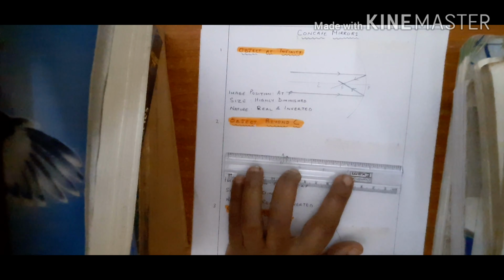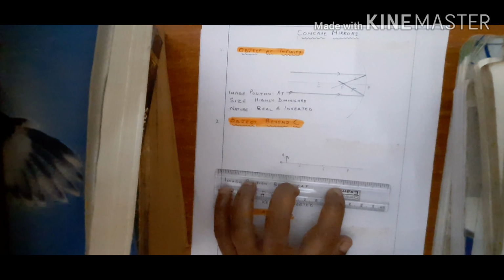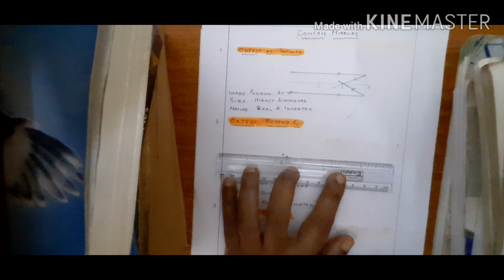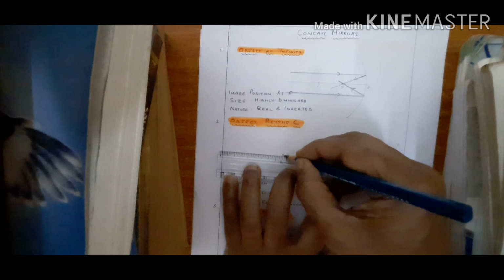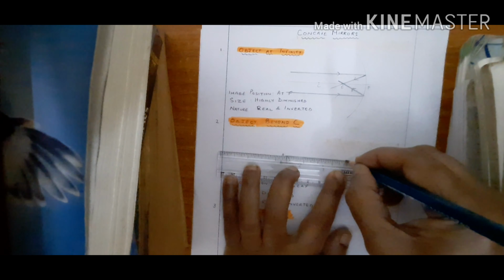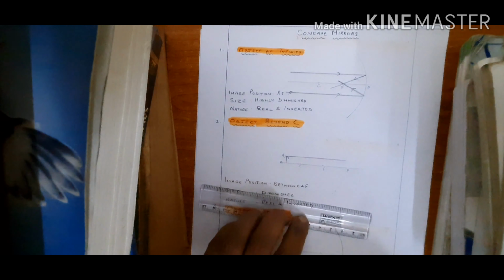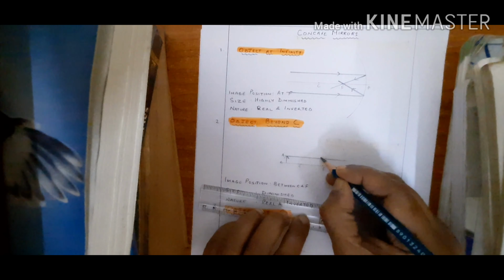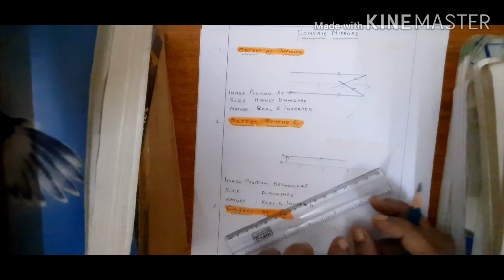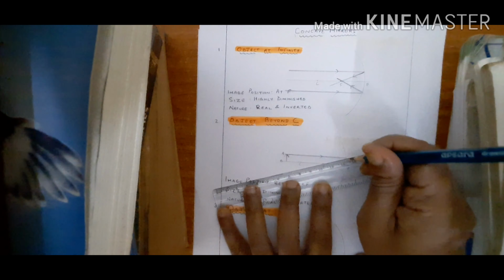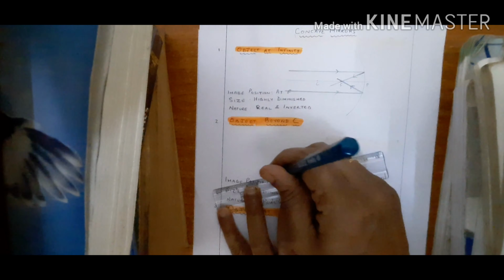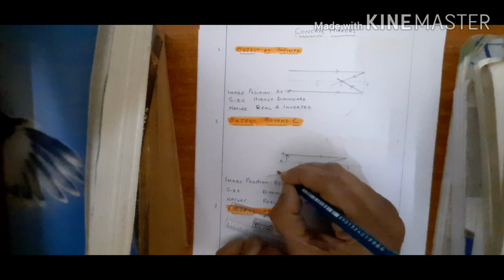So the first ray, I will take the ray that is parallel to the principal axis. Touching the top of the object, the ray should go parallel to the principal axis. Now this ray after reflection will pass through the focus. There is no other way that it will go. So it passes through the focus.